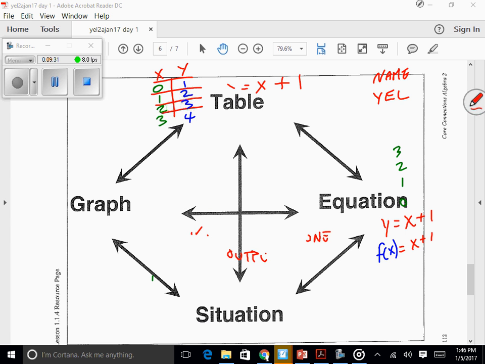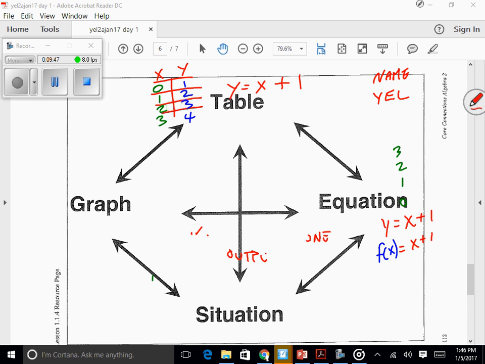I built a nice, easy one. And they're not all going to be that easy. But the idea is, if you're given a table, your job is to say, what did they do to go from this number to that number, from that number to that number? And they kept adding 1.